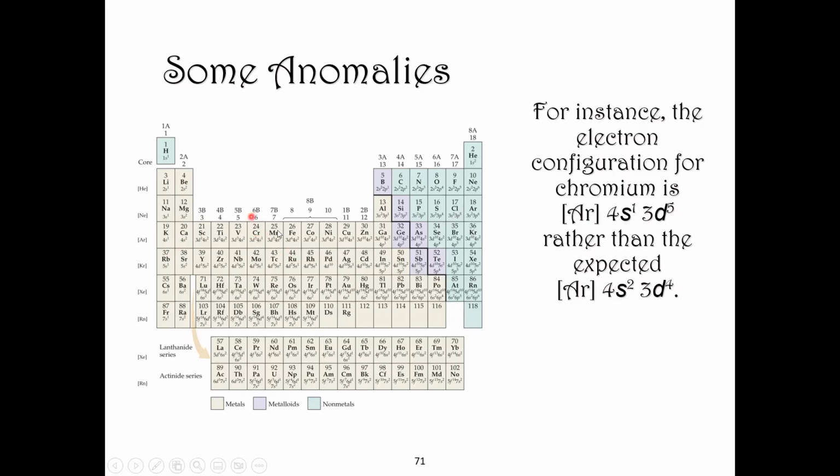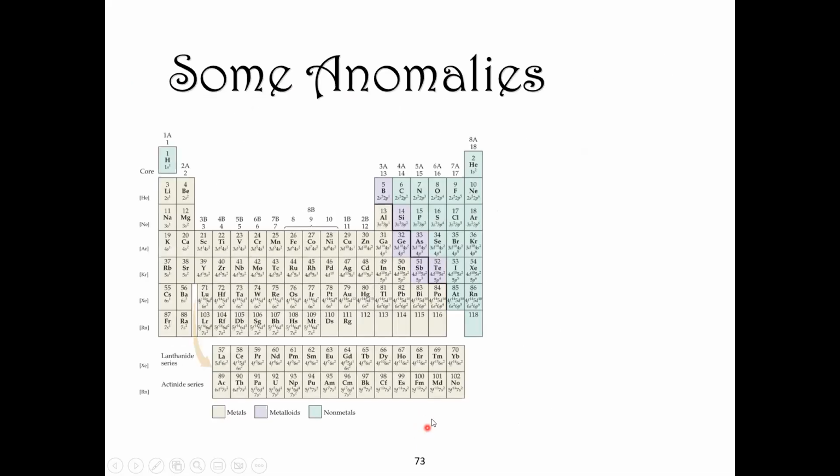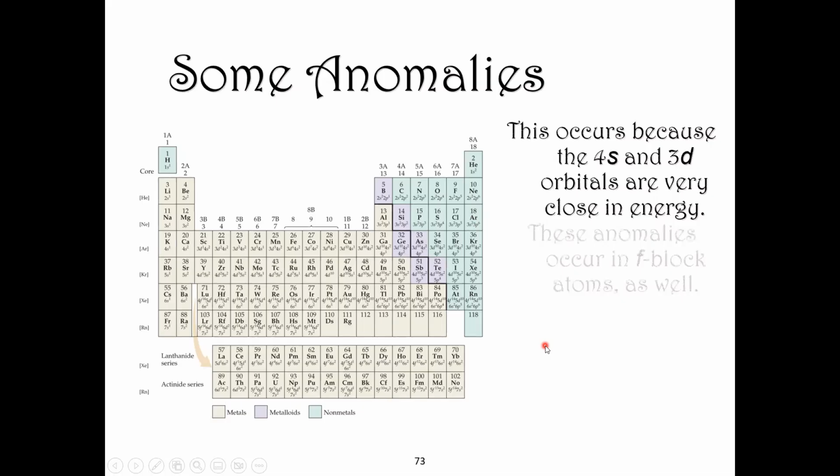But with chromium, we may expect after 3p6 to go 4s2 and then 3d4. But what we're going to see is we'll actually have 4s1, 3d5. And the reason for this, and we'll also see, like I said, copper is going to have an exception. Instead of 4s2 and 3d9, we're going to take one of those s electrons and move it to the d block. So we'll have 4s1, 3d10. And the reason we're going to do this is because the energy level of 4s and 3d are going to be very, very close. But also the electrons are going to be the most stable.